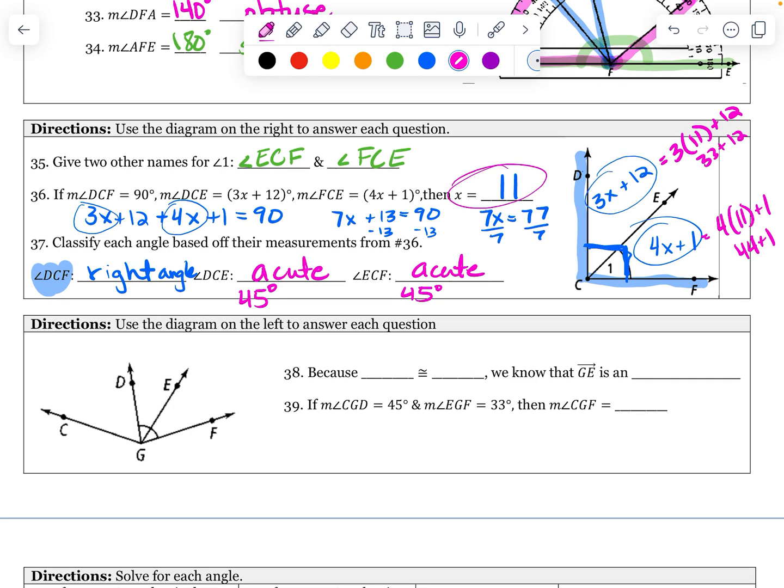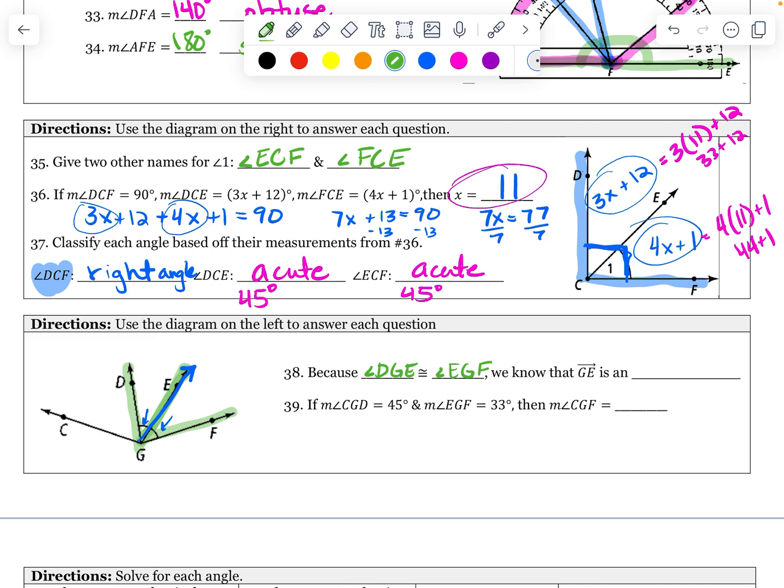Use the diagram on the left to answer the question. Because blank equals blank, we know GE is a blank. Okay. GE. It's a ray. We know that. Because 2 angles that equal each other, you see that line there and that line there, that means those 2 are equal to each other. So we know DGE is equal to EGF.